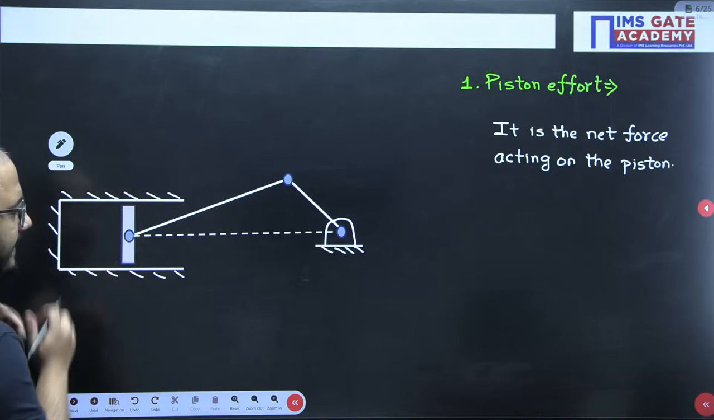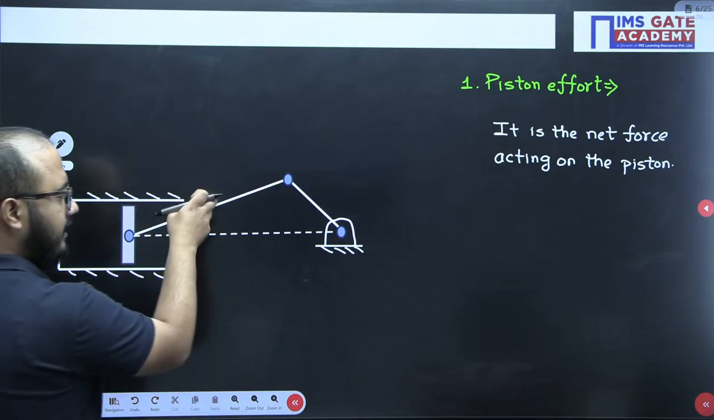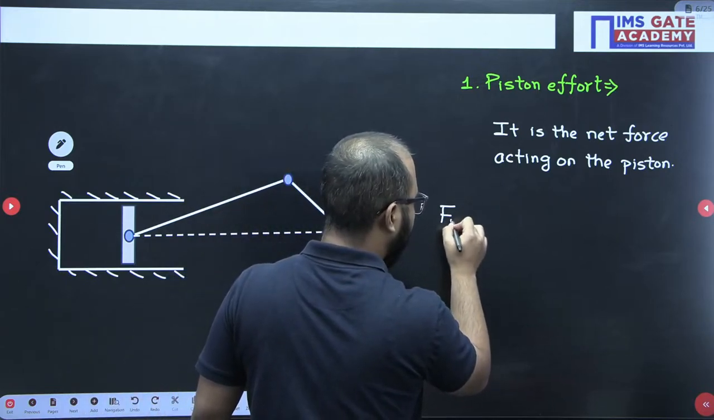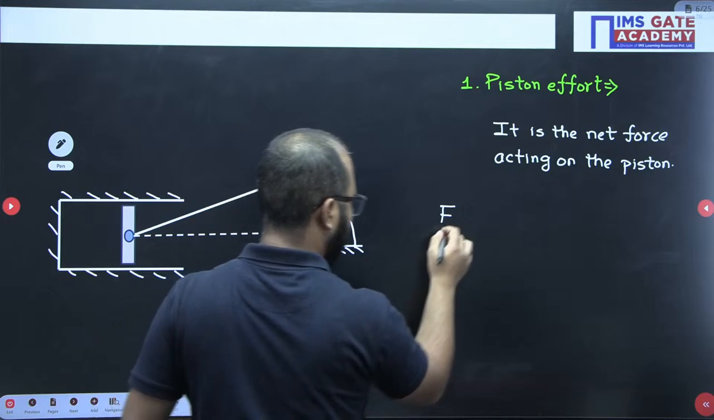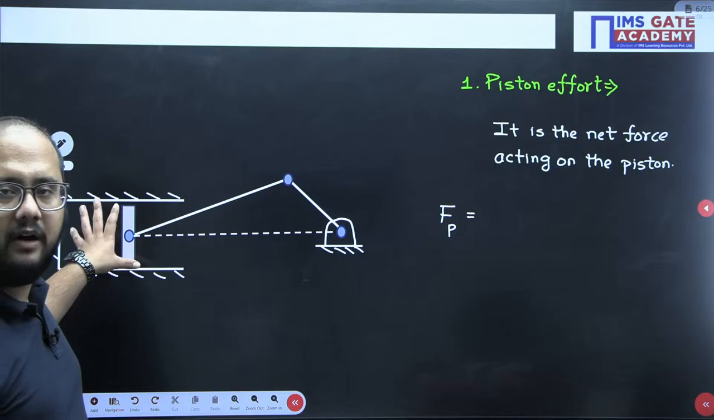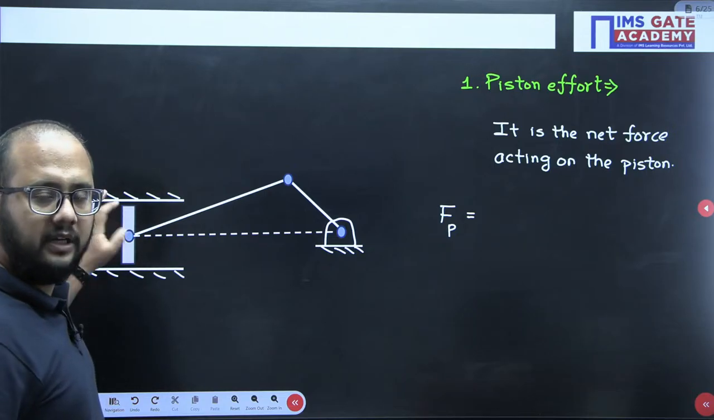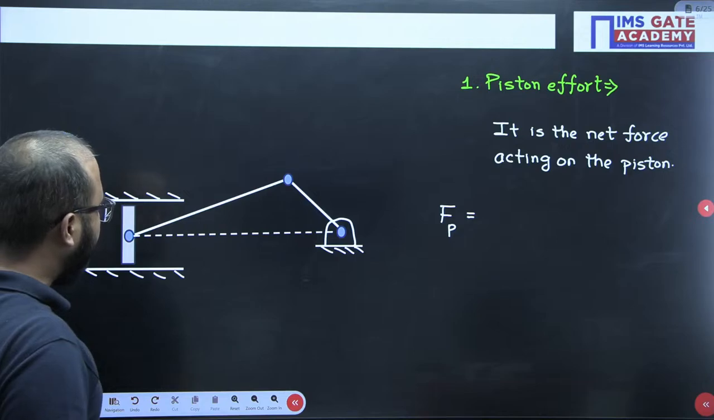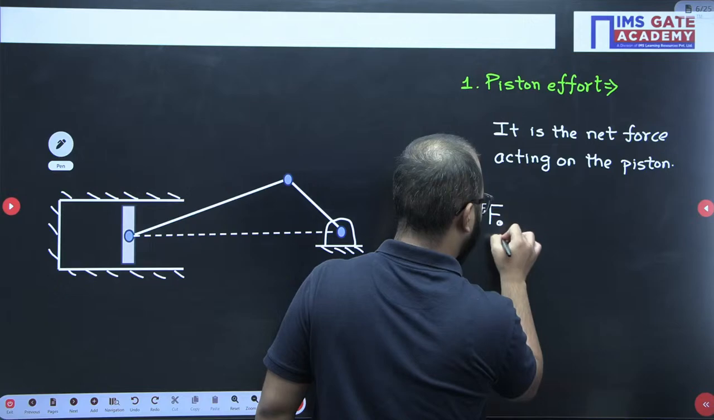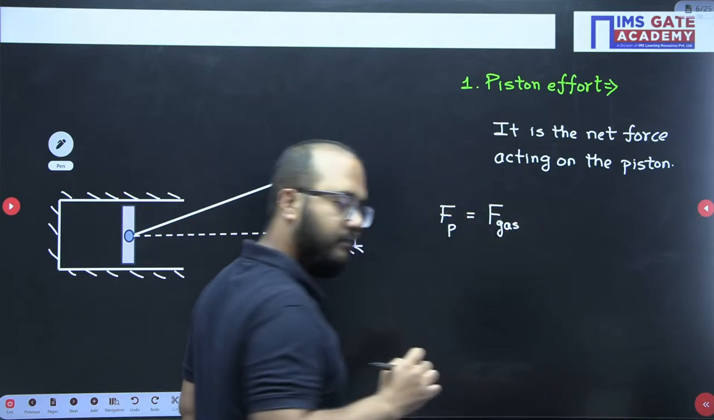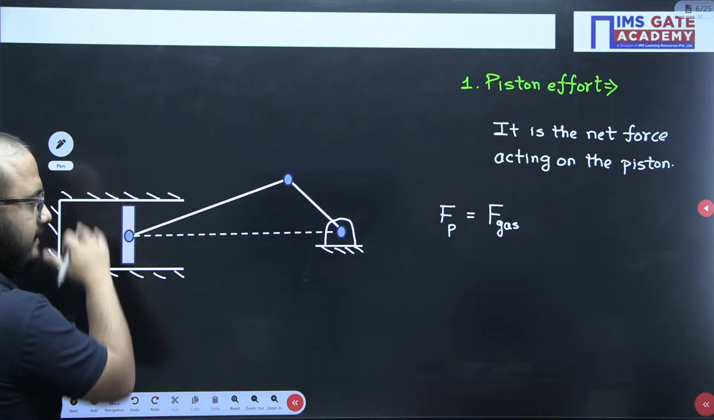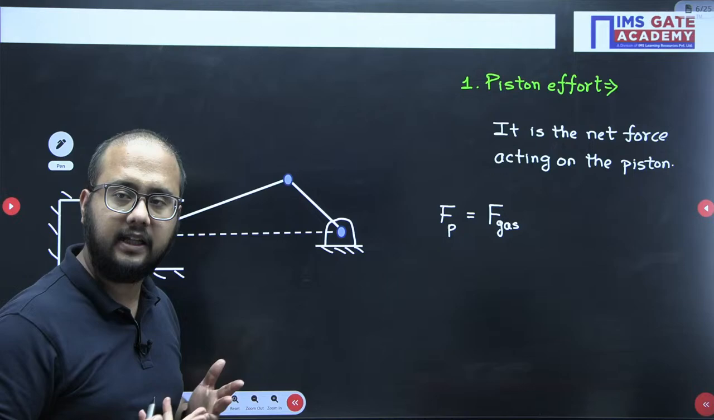Now, this is the slider, then the connecting rod and this crank. So how will you write this piston effort? As I told you, in an IC engine there will be expansion of gases in the power stroke. Whenever the power stroke happens, that expansion of gases will apply a force on the slider or piston. So there will be force because of the gases. That is one thing. Friction will also be there.